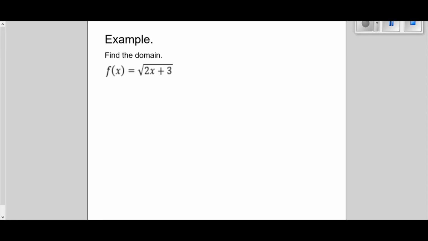So I just want to find the domain. I don't want to graph this or anything just yet. I have f of x equals the square root of 2x plus 3. So I want to find the domain. I'm going to take what's under the radical, 2x plus 3, and set it greater than or equal to 0. And now I'm going to solve it.